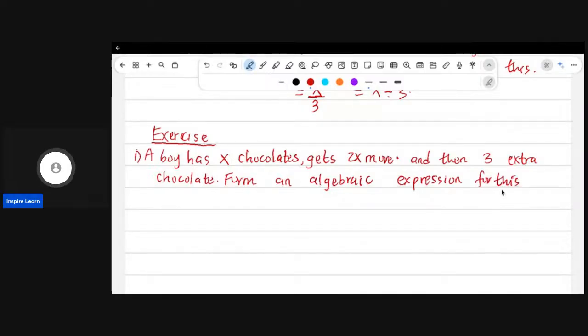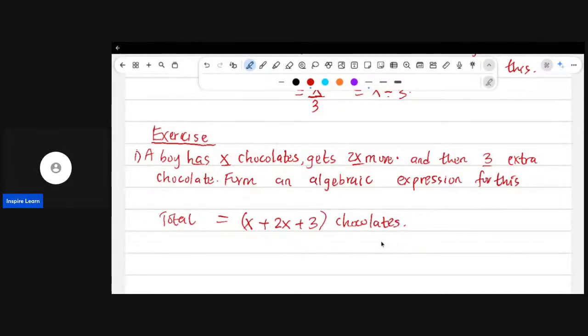So what are we going to have? You've been told that a boy has X chocolates, gets 2x more, and then 3 extra chocolates. So you're going to add these. If you want to know the total number of chocolates that the boy has, the total is going to be x plus 2x plus 3 more. That is going to be our algebraic expression.